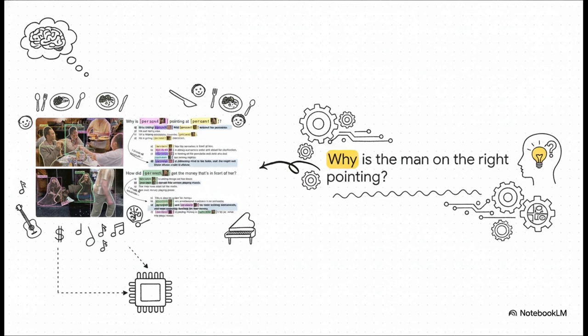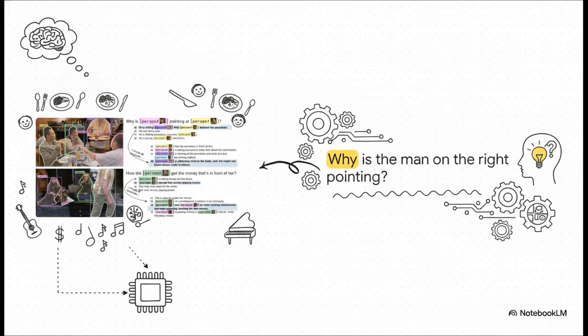So let's do a quick play-along. Take a look at this diner scene right out of a movie and notice how effortlessly you figure out the whole situation. We've got several people, plates of food, a server, and a guy on the right who is actively pointing at the man on his left. Now, if I were to ask you, why is that guy pointing?